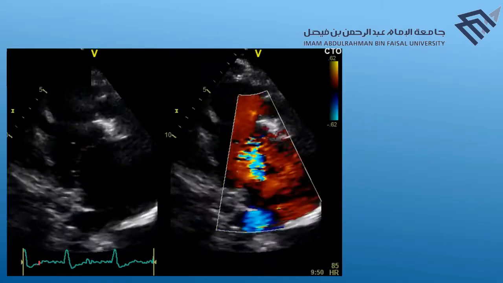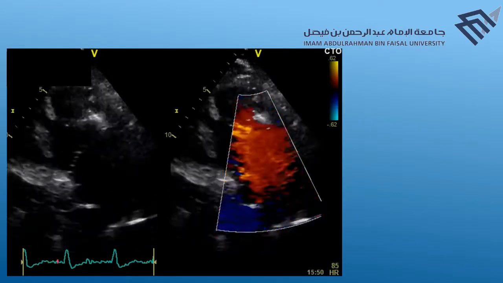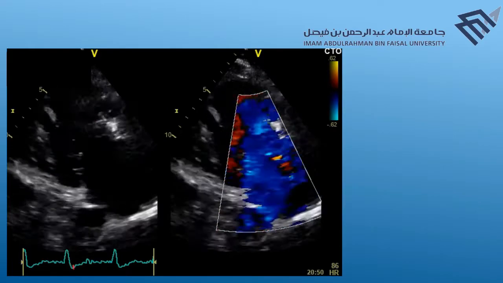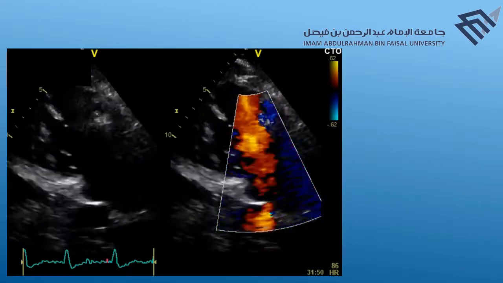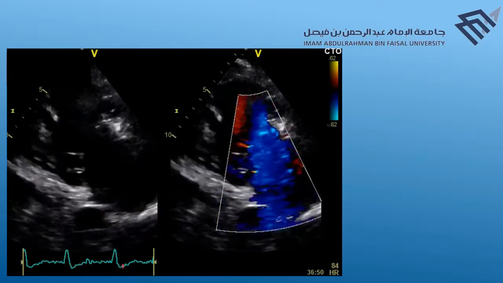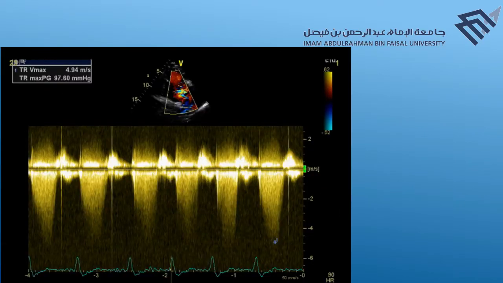So this is the RV inflow view. We can see significant tricuspid regurgitation. The appearance is at least moderate. Applying continuous wave Doppler here, we can see a peak gradient of 97 mmHg across the tricuspid valve, which is very, very high.